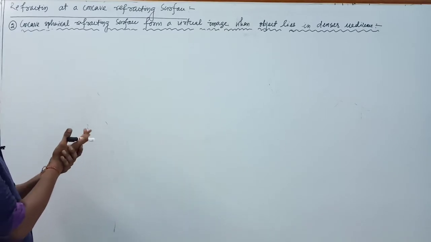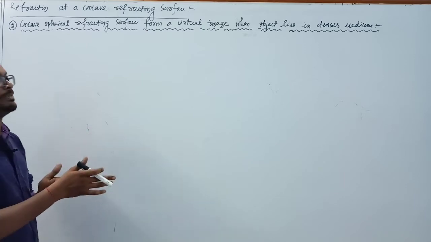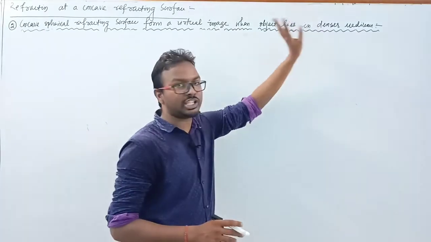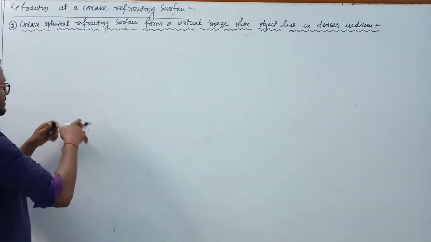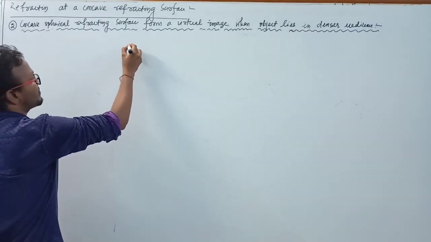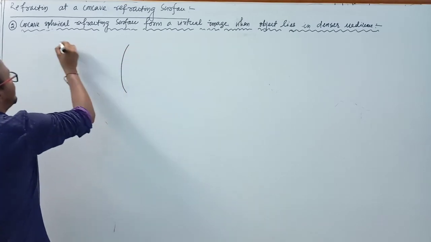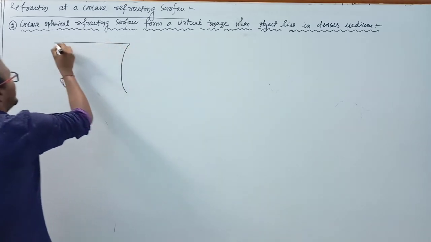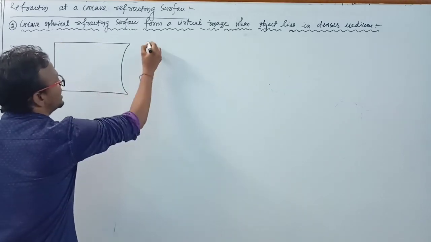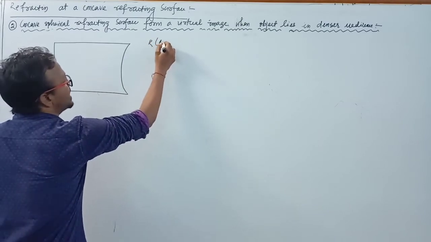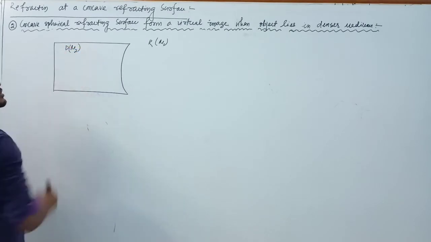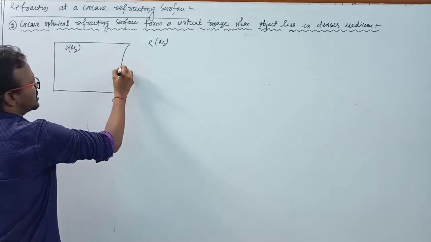Case number 2: a spherical refracting surface which forms a virtual image when the object lies in the denser medium. So here we have to draw a concave spherical refracting surface. Suppose this is a concave spherical refracting surface, whose concave side is exposed to the rarer medium of refractive index, suppose mu1, and this medium is the denser medium of refractive index mu2. And this is a small aperture.